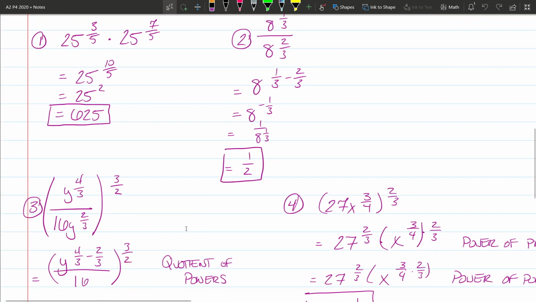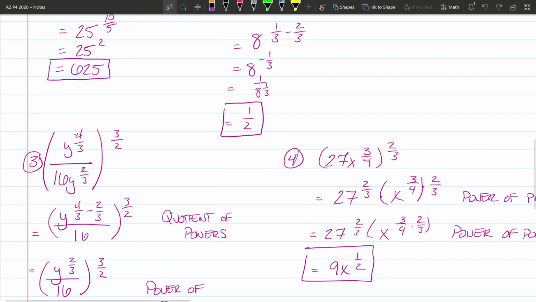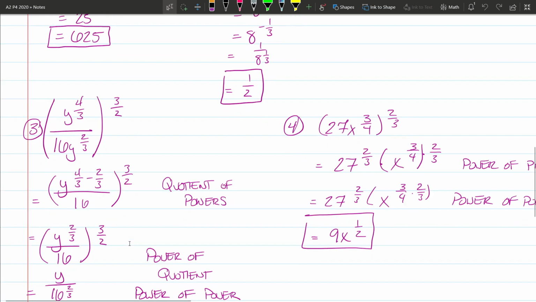Let's do one with quotient of powers. This one's a little more exciting. What I'm going to do here is I've got y to the 4/3 over 16y to the 2/3, everything to the 3 over 2 power. So I'm going to do the stuff inside the parentheses first. I'm going to deal with these y's. So I've got my 4/3 minus 2/3, and I get 2/3. That's a positive, so it stays on the top. The 16 I didn't mess with, so it stays on the bottom.